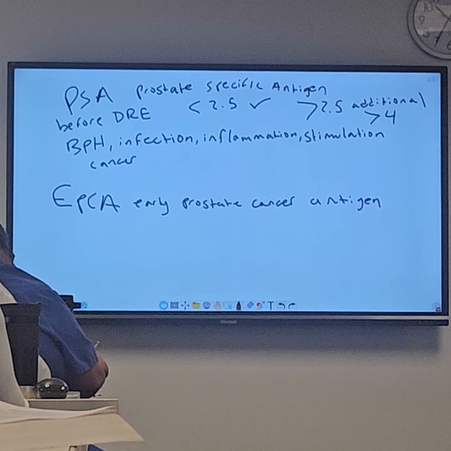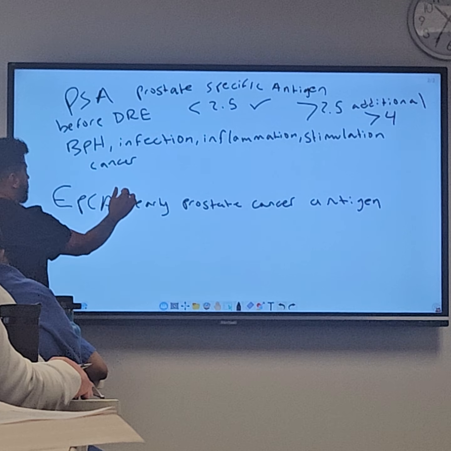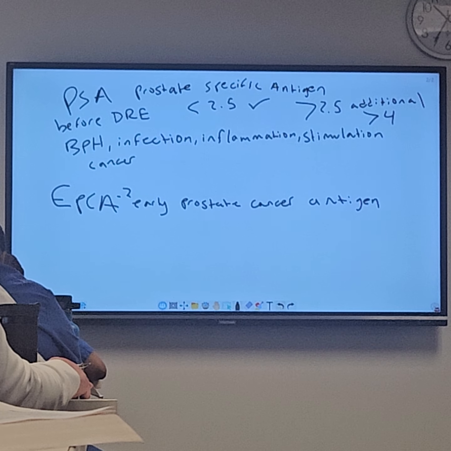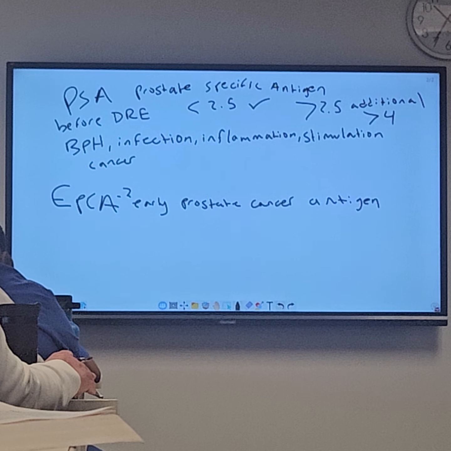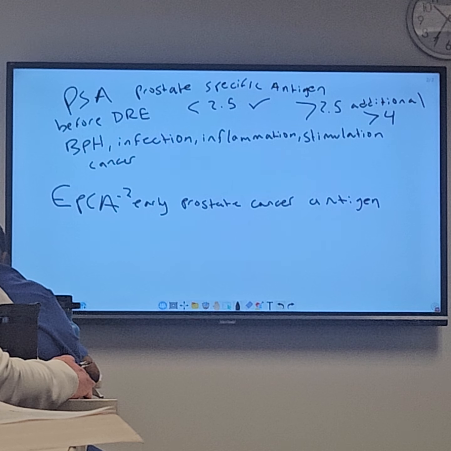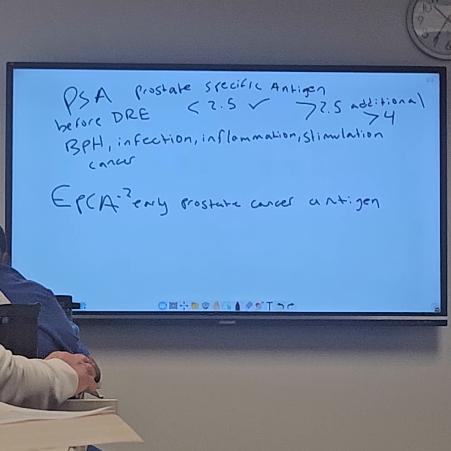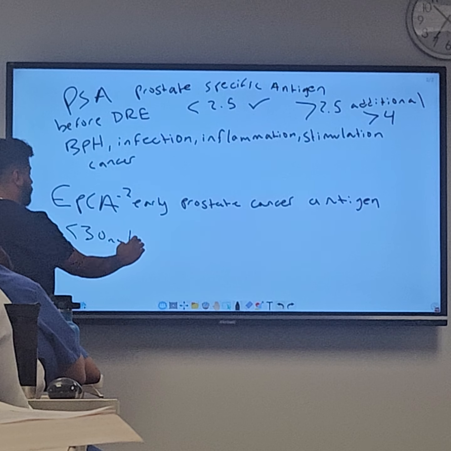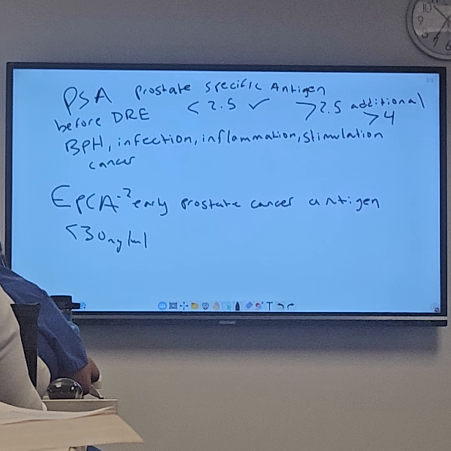Now let's look at EPCA, early prostate cancer antigen. EPCA, also known as EPCA2. On page 424 at the bottom. Determines the amount of protein in blood that is only produced by unexpected prostate cells to determine if biopsy is needed. EPCA2 is highly sensitive in detecting prostate cancer. Some providers are using this test in place of a biopsy. Okay? Less than 30 is normal. More than 30, prostate cancer.